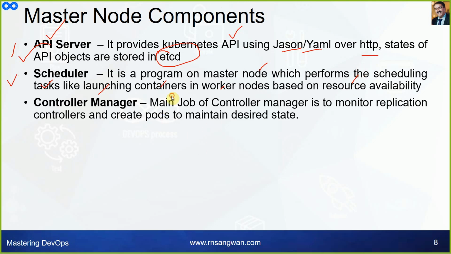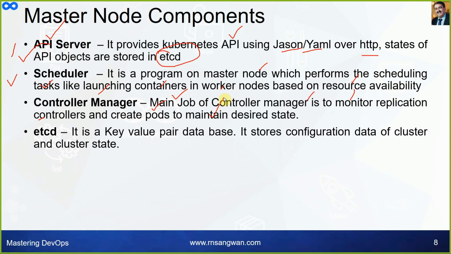Controller manager. Main job of controller manager is to monitor replication controllers and create pods to maintain the desired state. And etcd, as I said, is a key value pair database. It stores configuration data of cluster and cluster state. We installed all these components when we configured that kubeadm init.